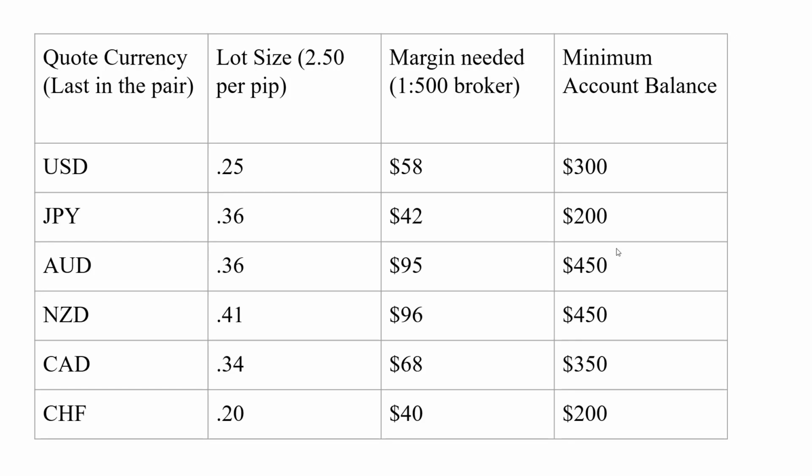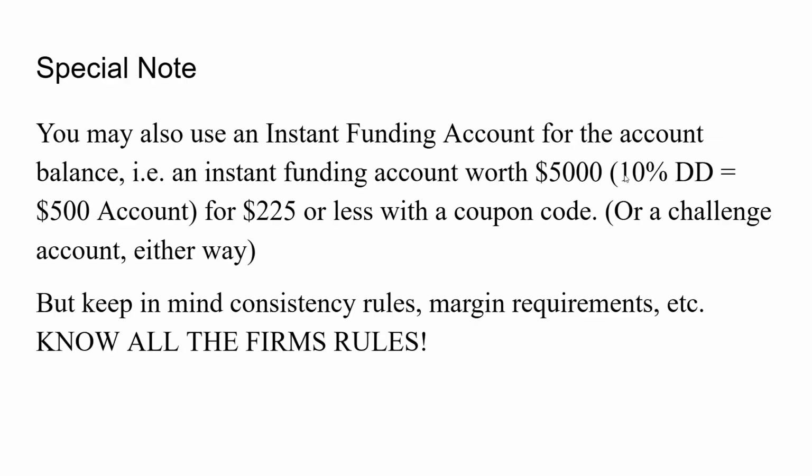All right. So here's the thing: if this seems like a lot of money to you, you do have the option to use an instant funding account. You do have those where you just buy one of those, try to catch a coupon or whatever. And one company I know of, even though I don't recommend any companies, I'm not an affiliate for any of them, is instantfunding.io. You can get a $5,000 account from there for like, should be less than $225 if you have a coupon code. They always have coupons that they're using.